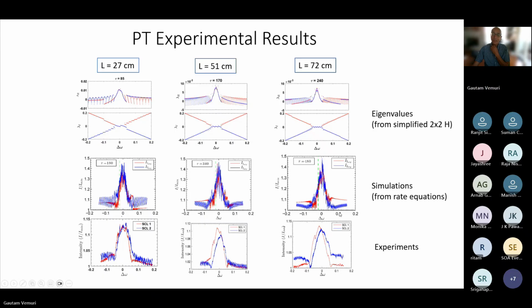Down here are the experiments for the 2 lasers. These are all on the same scale. There are no fitting parameters. And you can see that, again, exactly at this exceptional point, you get this abrupt change. And so the semiconductor laser system seems to have the characteristics of a non-Hermitian PT-symmetric system. There is a well-defined exceptional point, and these features of the diminishing amplitudes and increasing frequency are all captured in the experiments.